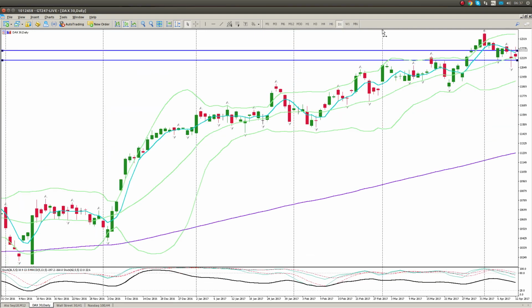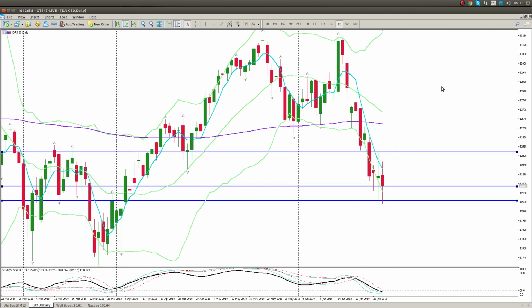Let's get to the daily. On the daily, we're starting to see a lot of confusion at this level. You can see we've got buyers stepping in here. We've got the oscillators grouped to the bottom, so we're extremely oversold at the moment. And this is starting to look like a potential for a reversal.